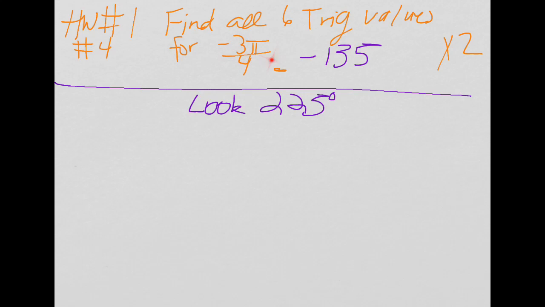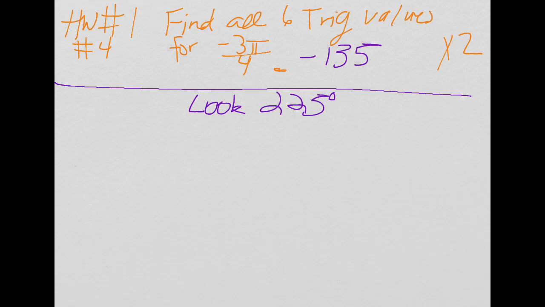Negative 3 pi over 4 is the same thing as saying negative 135 degrees. So I start at 360 on the unit circle and go backwards to 225, because that's minus 135. Is anybody confused by that? Speak now or forever hold your peace. Cool.